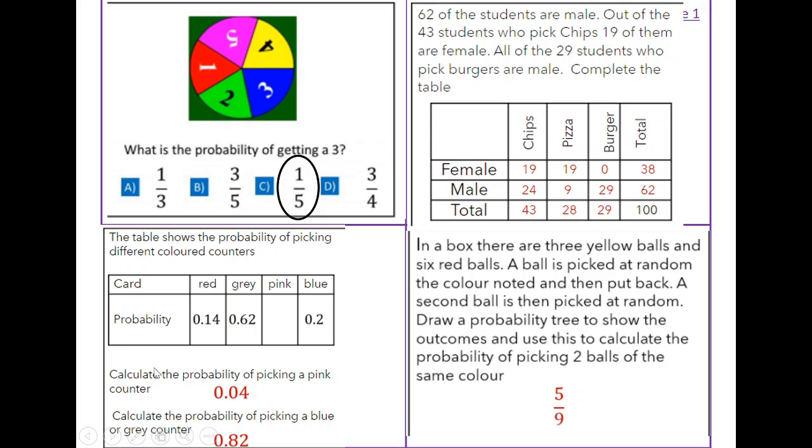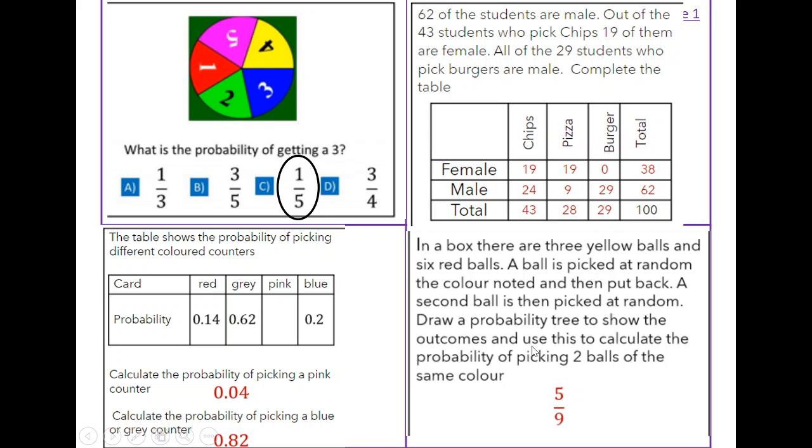So calculate the probability of picking a pink. If you add 0.14, 0.62 and 0.2 together, take them away from 1, you're left with 0.04. Calculate the probability of picking a blue or a grey counter. We need to add 0.62 and 0.2 together to get 0.82.